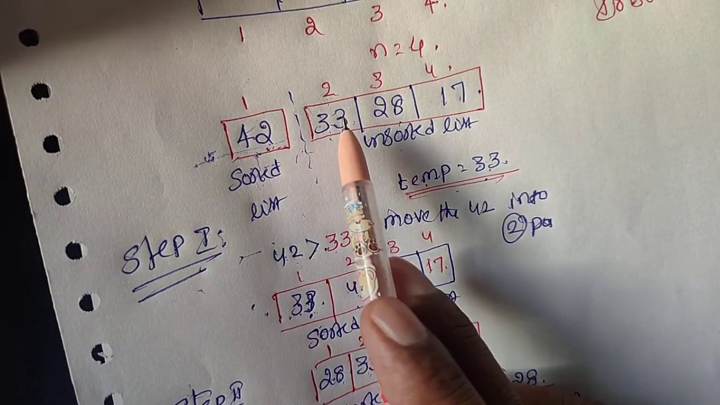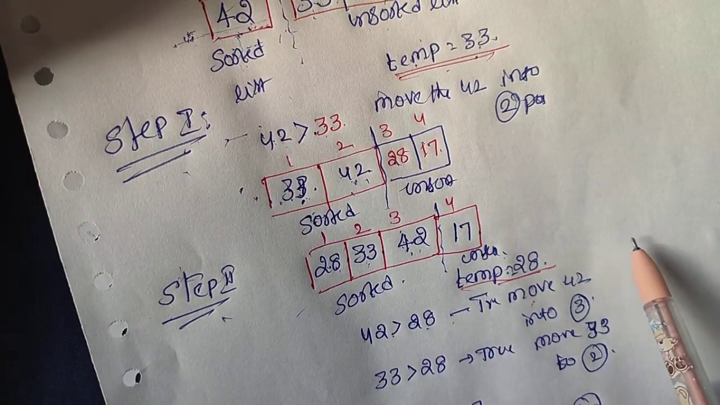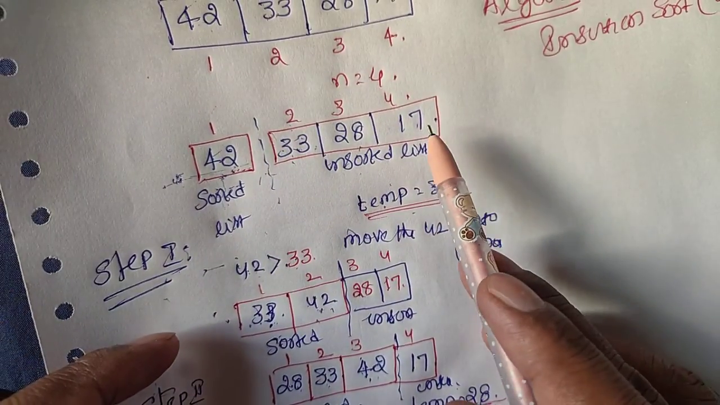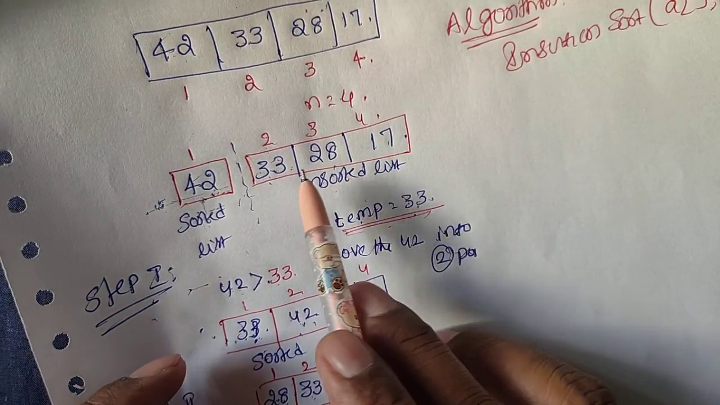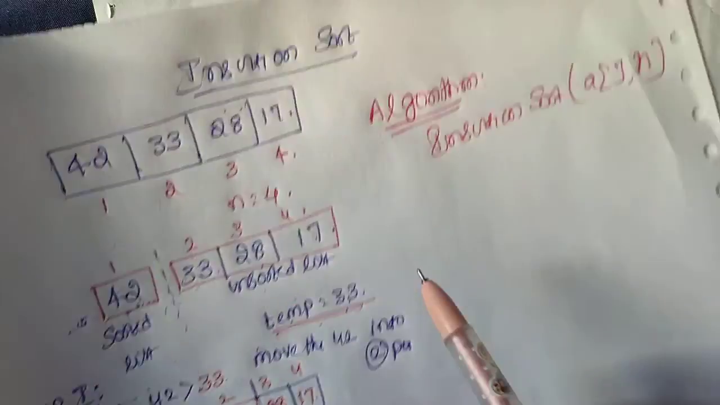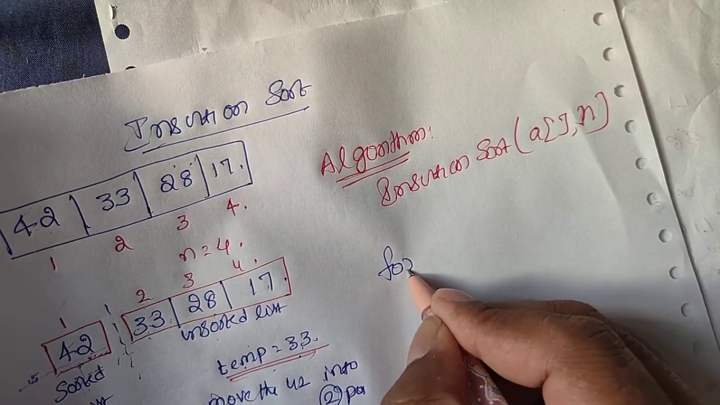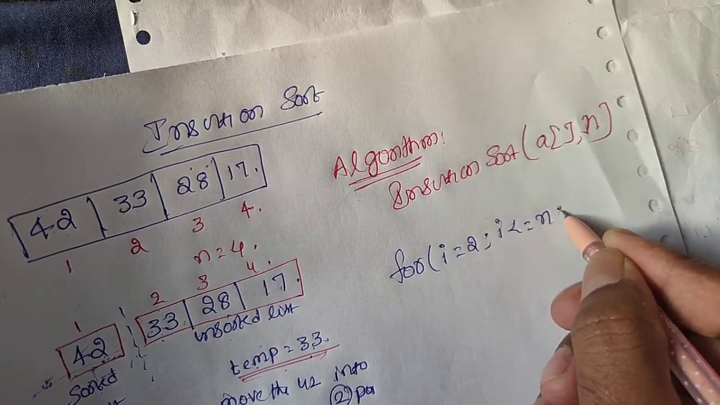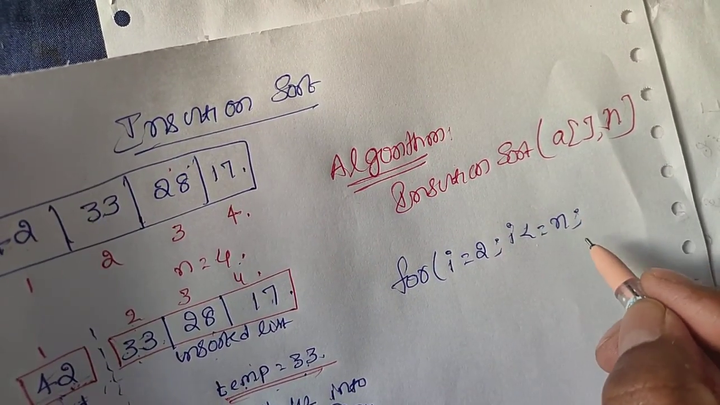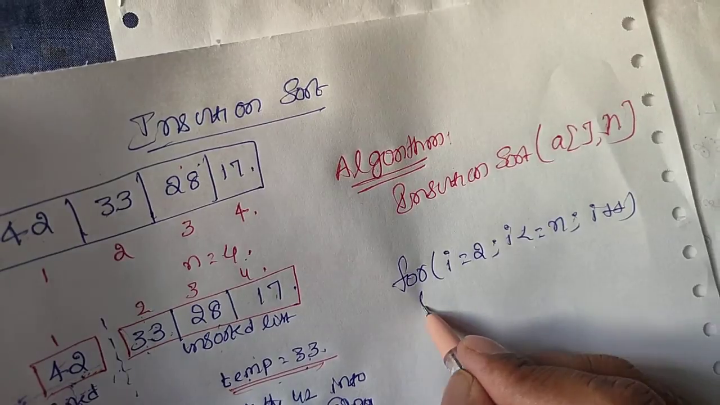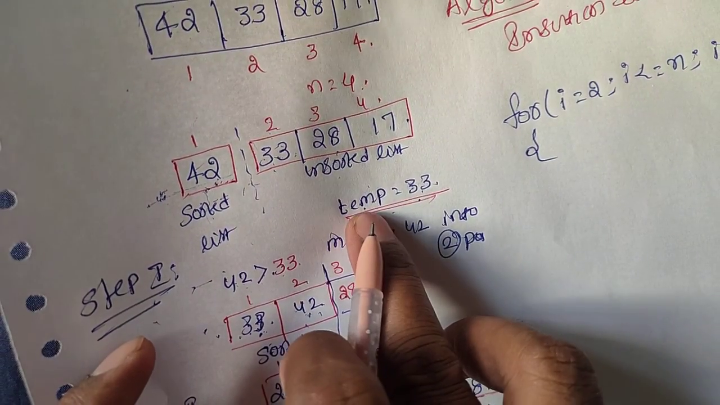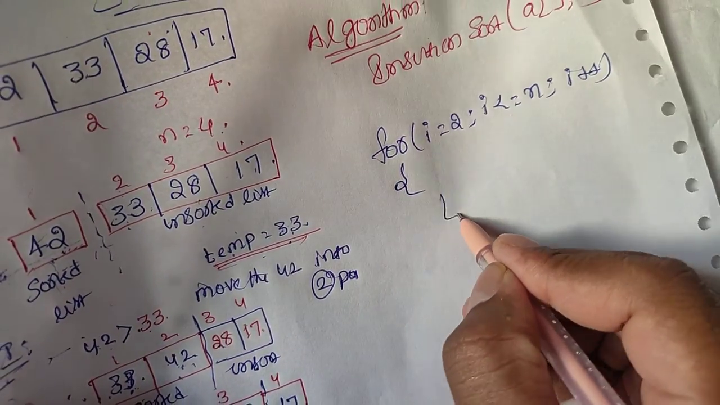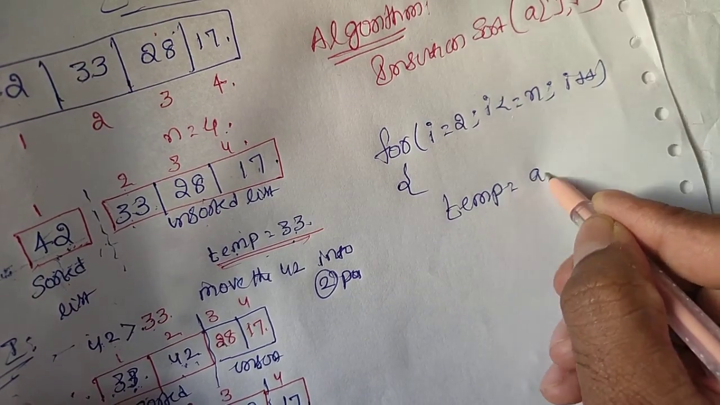In the first step, temp is equal to the second position value. In the next step, temp is equal to the third place value. Next, temp is equal to 17, the fourth place value. That means temp runs from 2 to n. So we write for i equals 2, i less than or equal to n, where n is 4, then i plus plus. Before starting the comparison, we store 33 in the temporary variable. That means temp is equal to a of i.